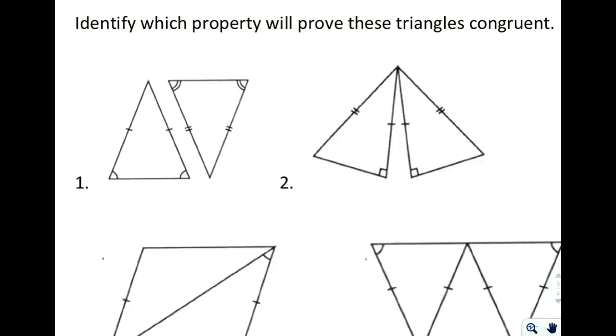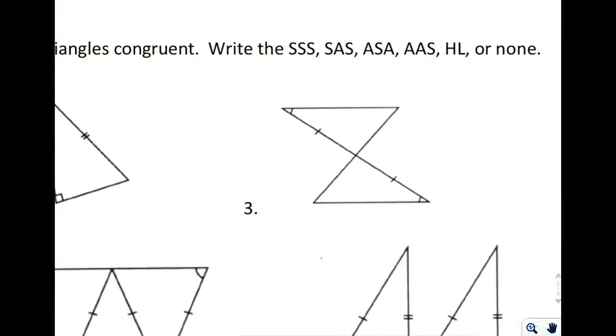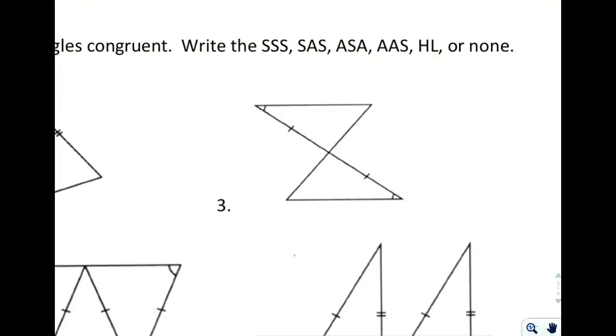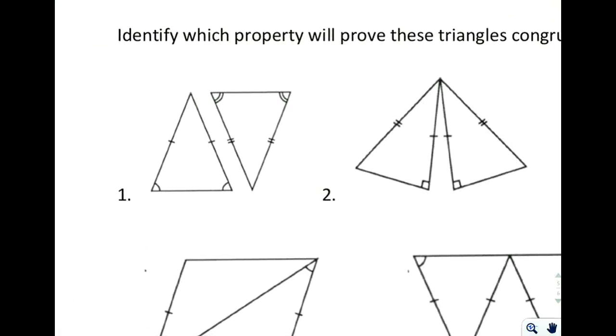In these last few practice problems, we have to identify which property is going to prove these triangles congruent. Side, side, side, side, angle, side, angle, angle, side, HL, or none of these.